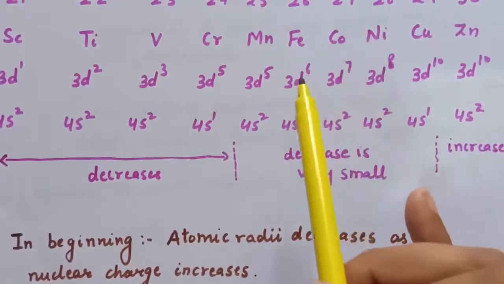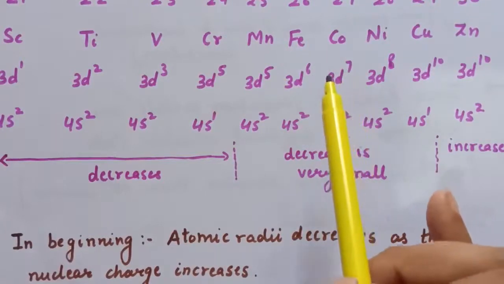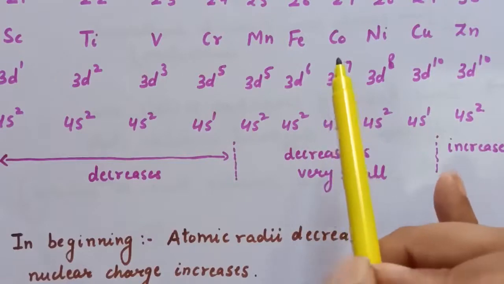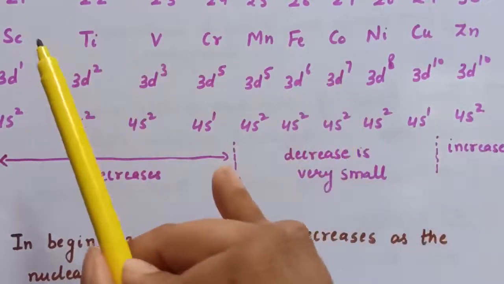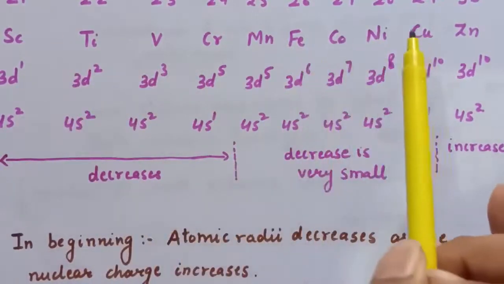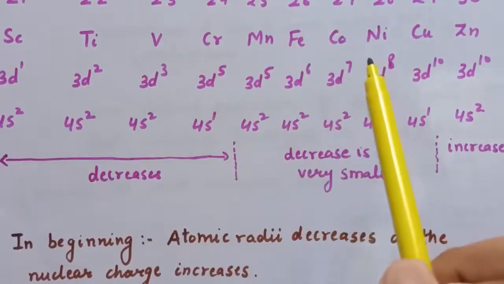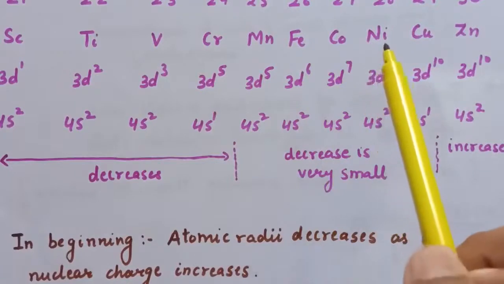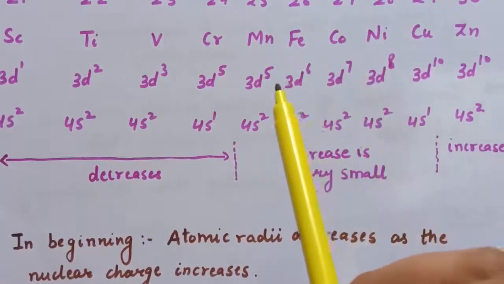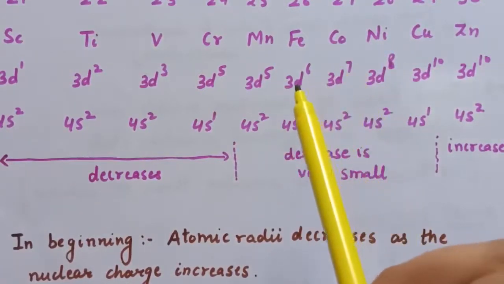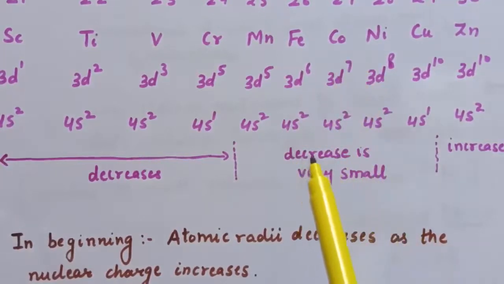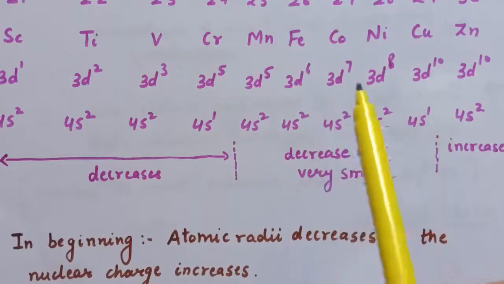Therefore the screening effect counterbalances the increased nuclear charge due to increase in the atomic number, because we are moving from left to right, atomic number is increasing, so nuclear charge is also increasing, but due to increase in number of d electrons, screening effect also increases. So these two factors counterbalance each other, that is screening effect and nuclear charge. Therefore this decrease is very small in these middle elements.